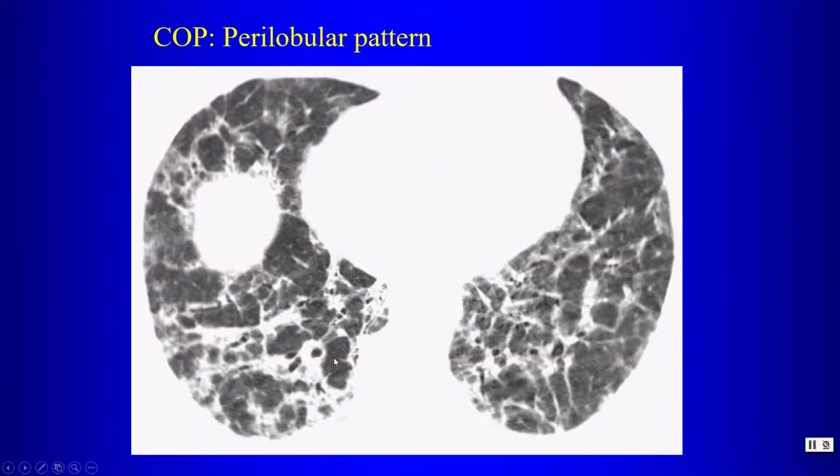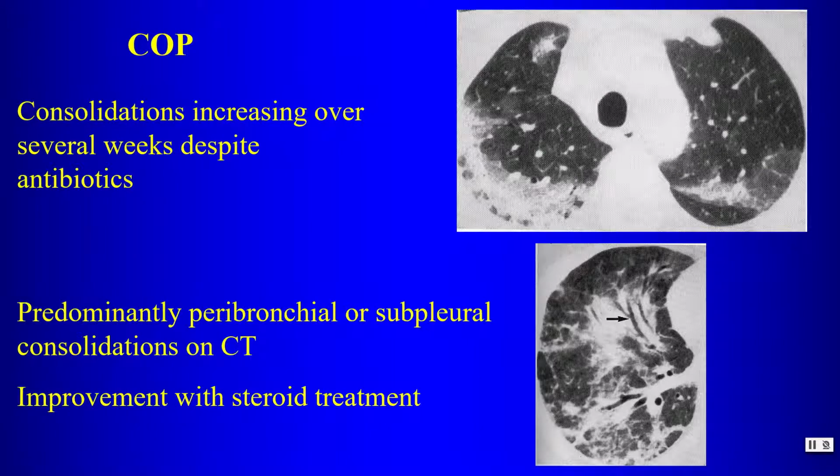Another finding that we can see with this on CT is this perilobular pattern, where you have this kind of thickening of interlobular septae, somewhat disorganized appearance here associated with some ground glass opacity and maybe a little bit of architectural distortion. So this is a perilobular pattern of disease, which has also been associated with cryptogenic organizing pneumonia.